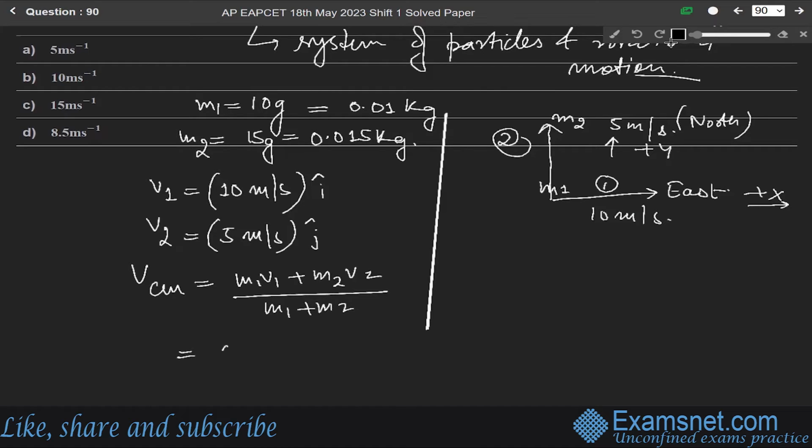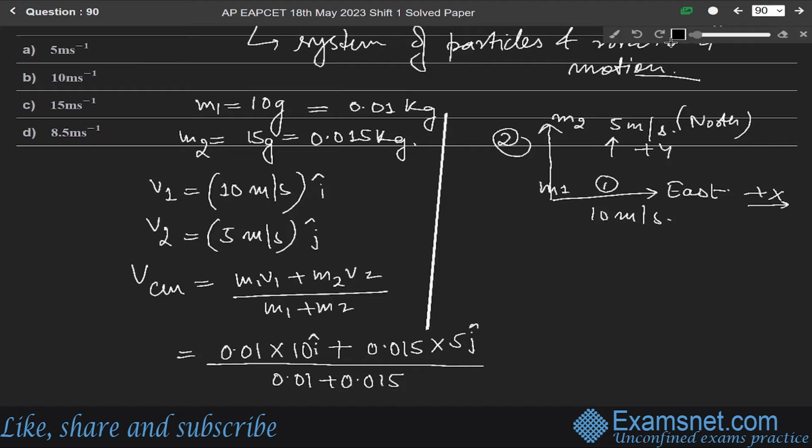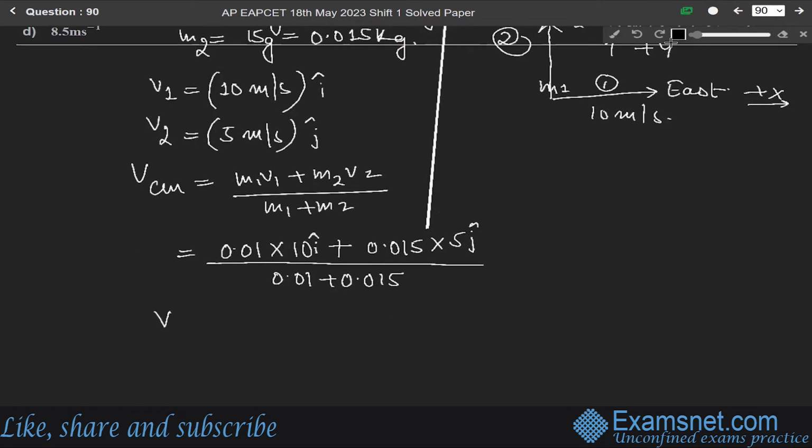So it will be equals to 0.01 into 10 i cap plus 0.015 into 5 j cap over 0.01 plus 0.015. So it will become VCM, center of mass velocity, 4 i cap plus 3 j cap meter per second. Okay, let us say this is equation 1.